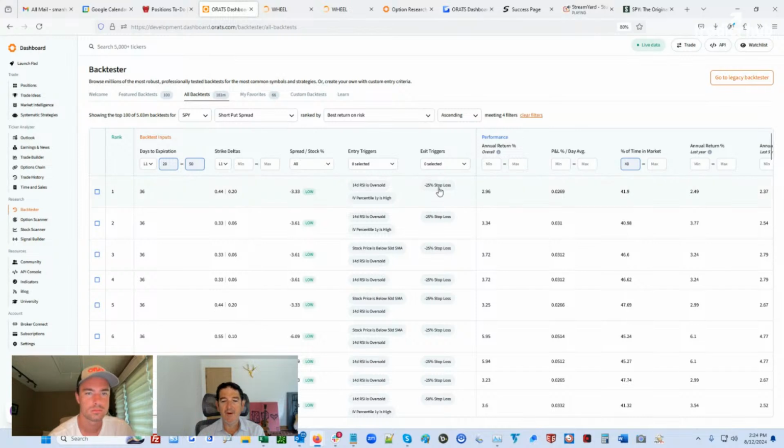So this is a 25. This is somewhat similar. 25%. They just have a stop loss. Mostly 25% stop losses. That's interesting. Yeah, those are the best ones. Yeah. So let's try that.